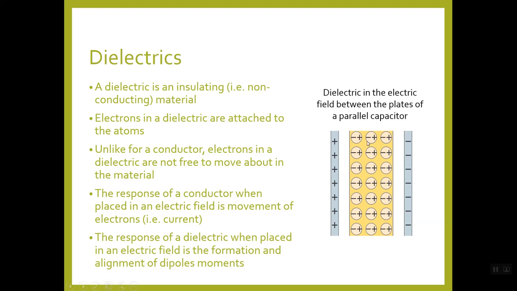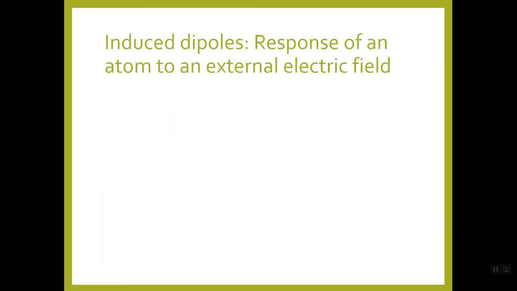So here we have a dielectric and the electric field between the plates of the parallel plate capacitor. Here's the dielectric. The electrons can't move around, but we do have these dipole moments that are formed, and they're going to be aligned with the electric field. We're going to start by looking at the response of just one atom in an electric field, and then we'll progressively get to the whole material's response to being in an electric field.